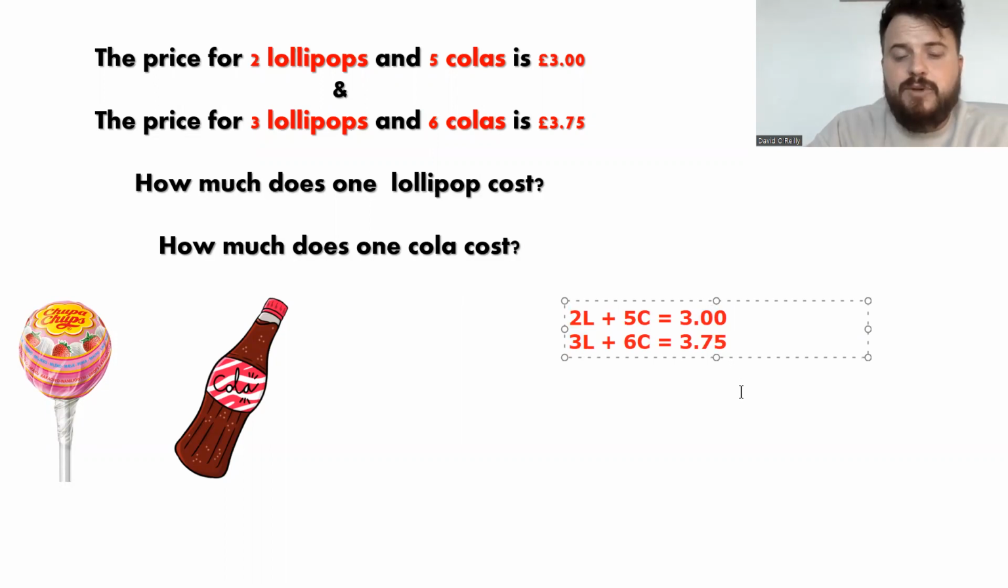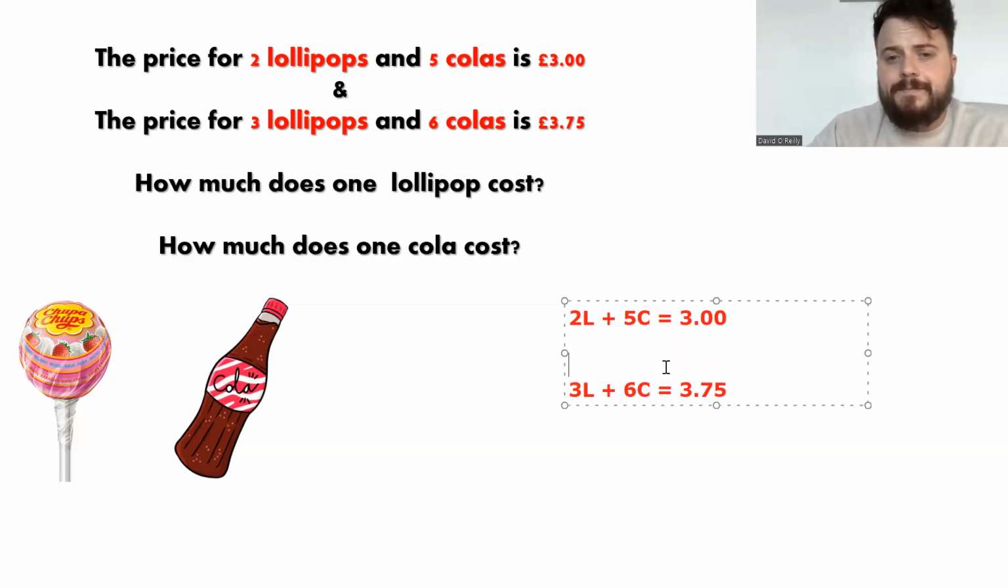Which one should we use? Let's use the L's. It really doesn't matter which one we use. It's your choice. But sometimes there's an easier letter to work with. So let's change these L's. What are 2 and 3 factors of? 6. Yeah, so 2 and 3 both go into 6. Let's change them to 6. How do I change 2L to 6? I multiply it by 3.